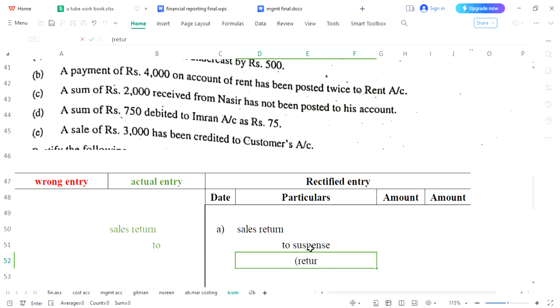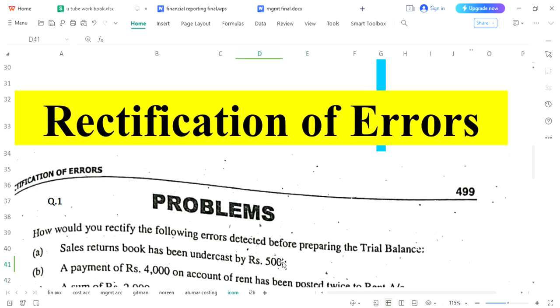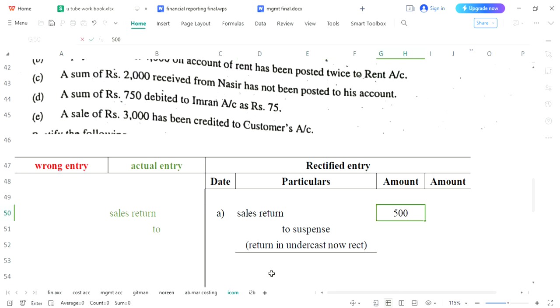So for the time being, we will write suspense account over here, and we will say sales return in undercast is now rectified. This way our first entry is completed. There is no problem about the amount. Same amount would be posted. 500 is written over here. So you are required to write 500 on debit side, and same amount would be written on credit side.